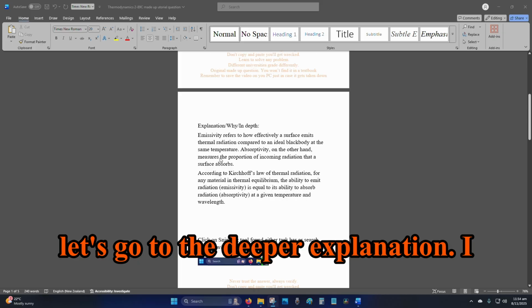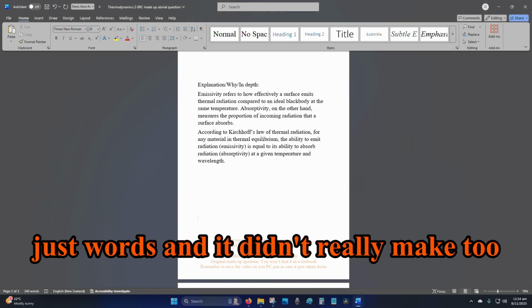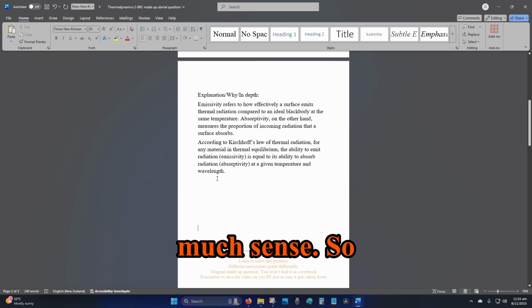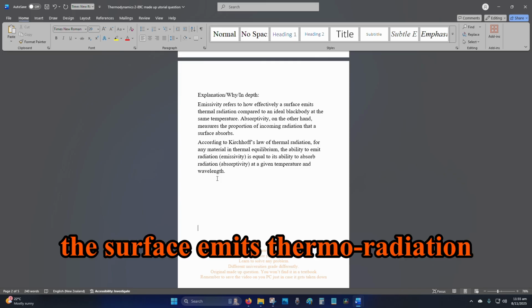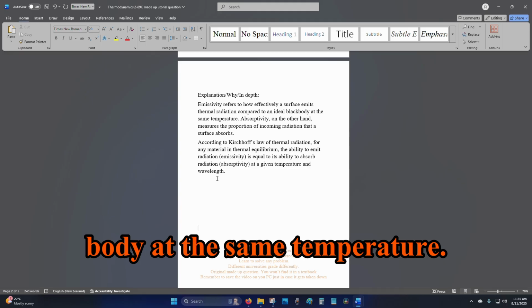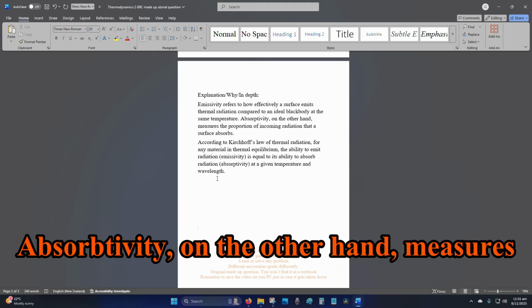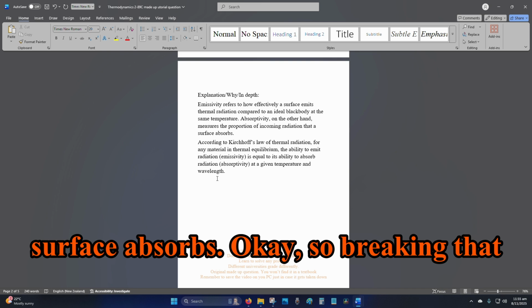Okay, let's go to the deeper explanation. I feel like those were just words and it didn't really make too much sense. So emissivity refers to how effectively the surface emits thermoradiation compared to an ideal black body at the same temperature. Absorptivity, on the other hand, measures the proportion of incoming radiation that a surface absorbs.